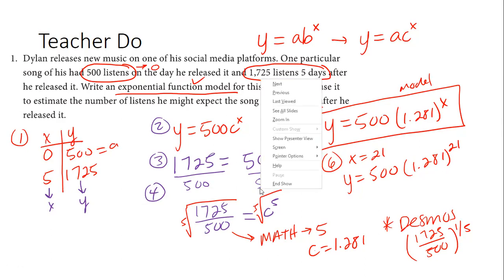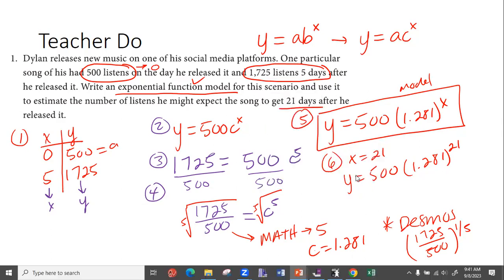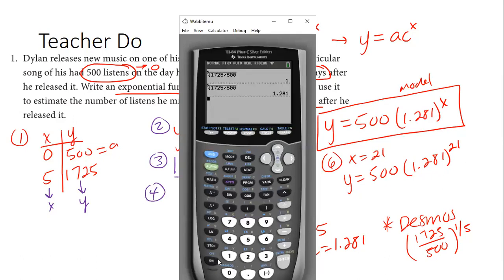A lot of views, a lot of listens, right? So if you need to see it modeled, all we did was type in 500 times 1.281 to the 21 power. And we get 90,677. You wouldn't round, right? It would just be the whole. You could round up. So it'd be 90,678 listens. He's blowing up, y'all.